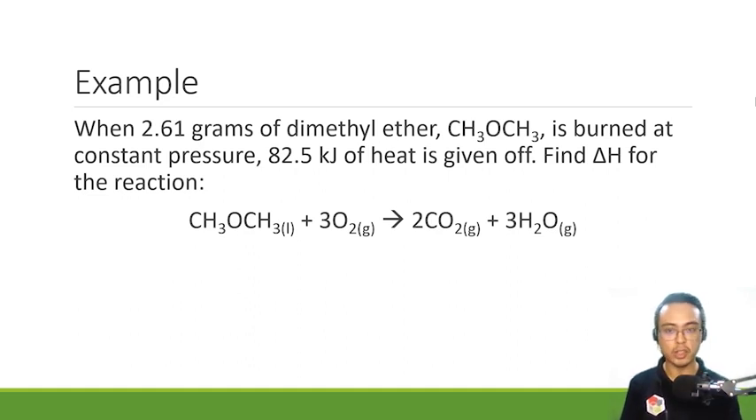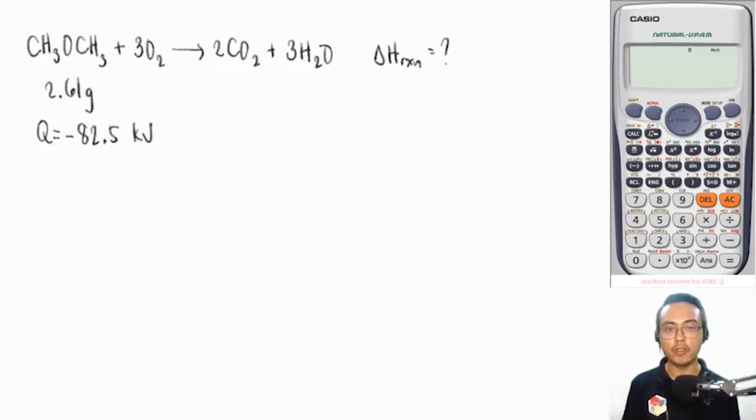So let me first write the given. Again, you are given the chemical reaction here. We are tasked to solve for the delta H of the reaction. Our only given is that we have 2.61 grams of CH3OCH3, and the reaction of that amount gave off 82.5 kilojoules of heat. So from the term gave off heat, that gives us a clue that our Q in this case is negative. That's why I have written here that Q is equal to negative 82.5.